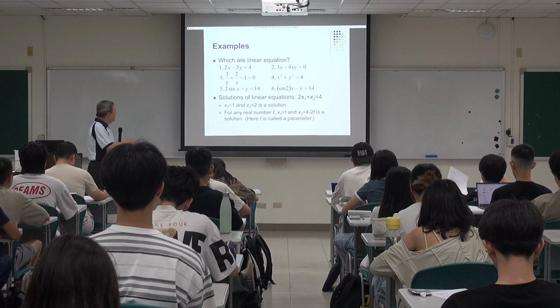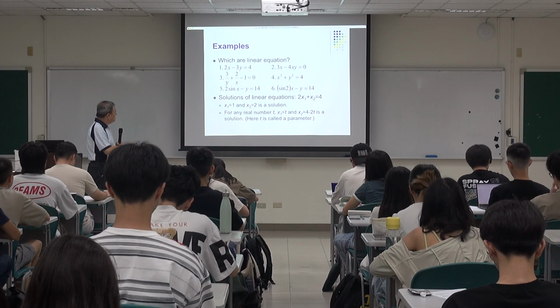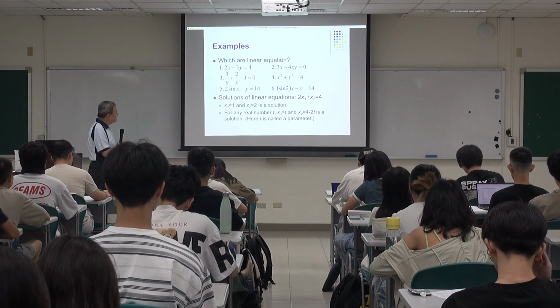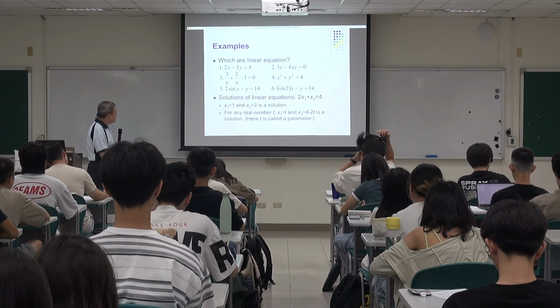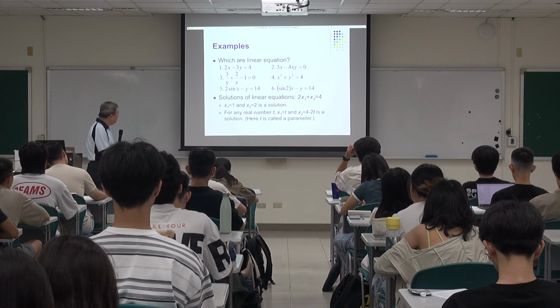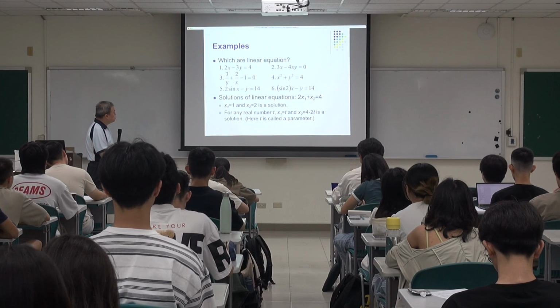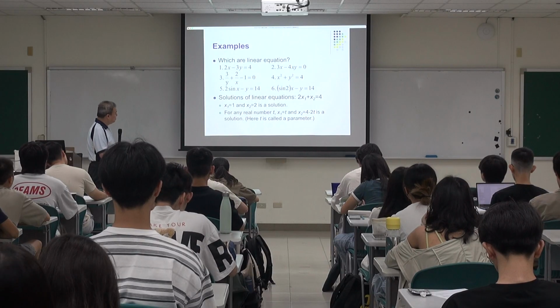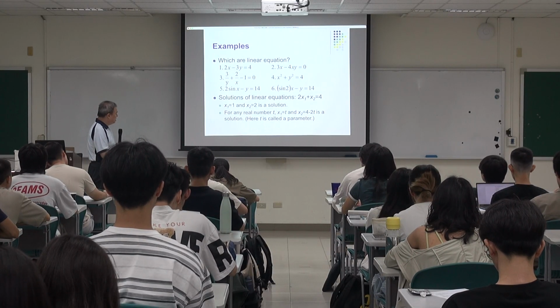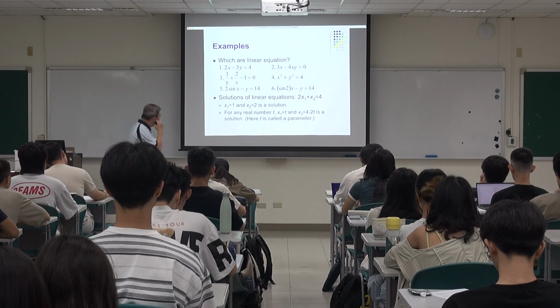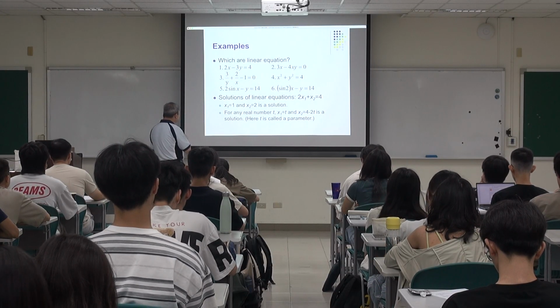And as an example of a solution, for 2x1 plus x2 equals 4, x1 equal to 1 and x2 equal to 2 will be one solution for this linear equation. Obviously, 1 for x1 and 2 for x2, this linear equation is satisfied.